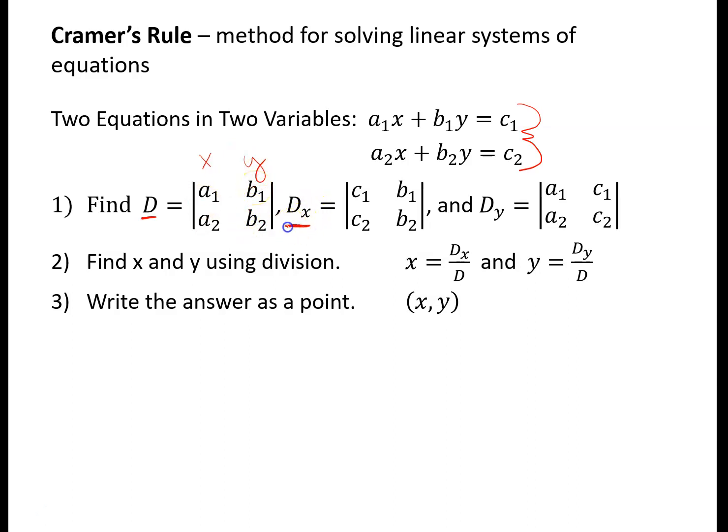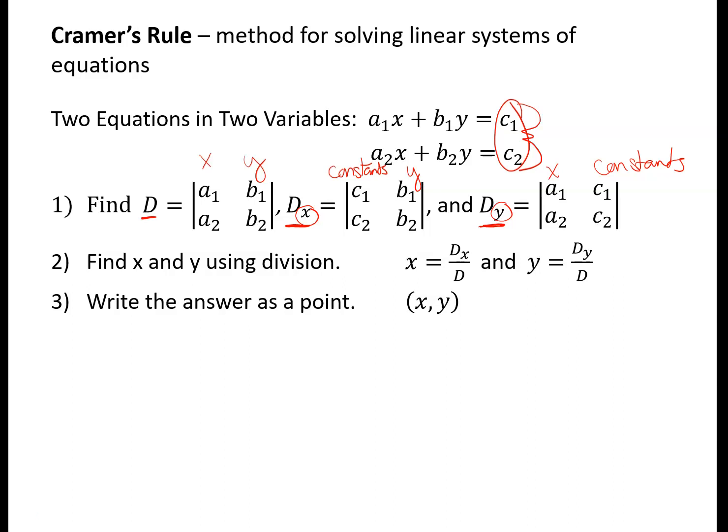Then you're going to find Dx, and when you find Dx, that x is subscript, by the way. In the X column, okay, if this says X, in the X column, you're going to put the constants. Constants go here. And then still the Y coefficients go in the second column. To find Dy, the Y column, whatever that subscript is, the Y column then would take the constants, these numbers that are on the other side of the equal sign, and the first column would still be the X coefficients. And I'll show you with numbers here in just a moment.